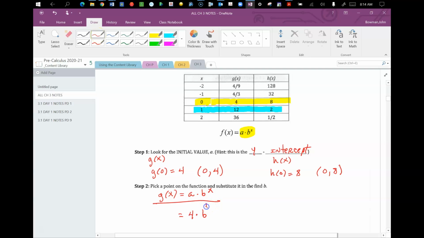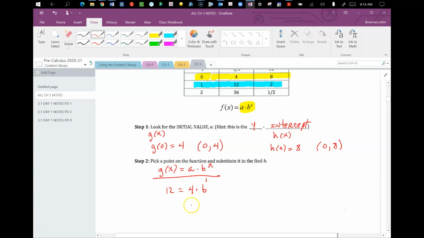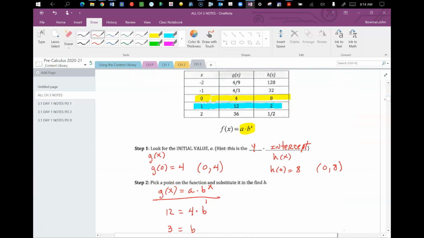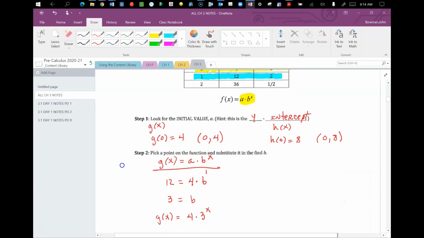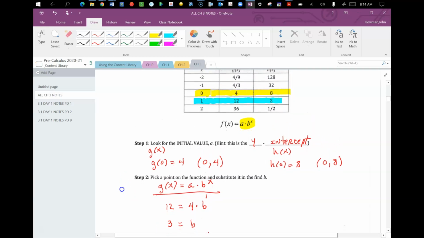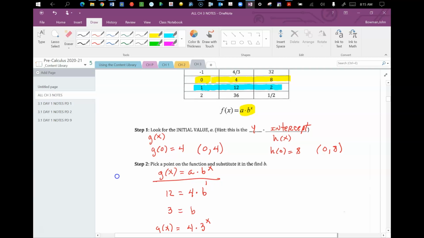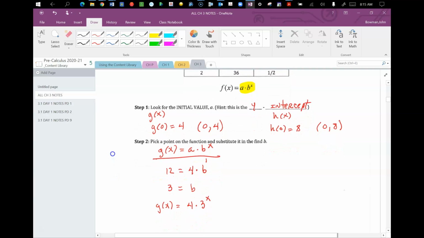And so when x is 1, the value of g is 12. And now all we have to do is solve. So b is equal to 3. And our function, g of x, is equal to 4 times 3 to the x. And it wouldn't be a bad idea to go up to your table and verify that those numbers work. 4 times 3 to the negative 2 should give you 4/9. 4 times 3 to the negative 1 should give you 4/3. 4 times 3 to the 0, and so on.